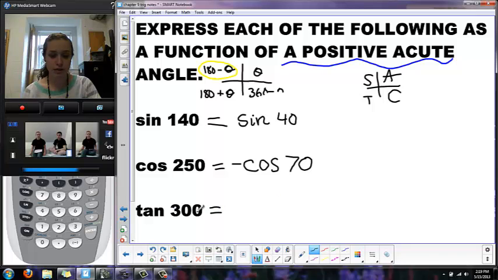And then the last one, 300 degrees, is down here in the fourth quadrant. So tangent happens to be negative in the fourth quadrant, so I'm going to write negative tangent. And then let's figure out what cousin it is related to that's positive and it's in the first quadrant. So you look at your reference angle, 360 degrees, or 360 minus what gives me 300. 360 minus 60 gives me 300. So that's the negative tangent of 60 degrees.